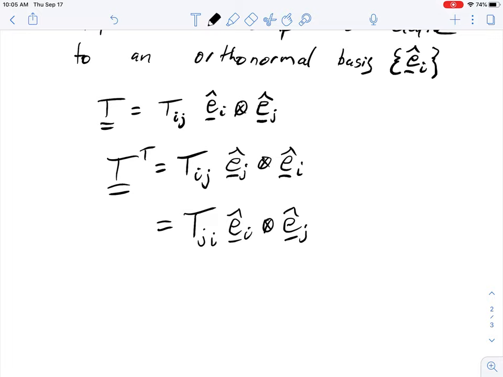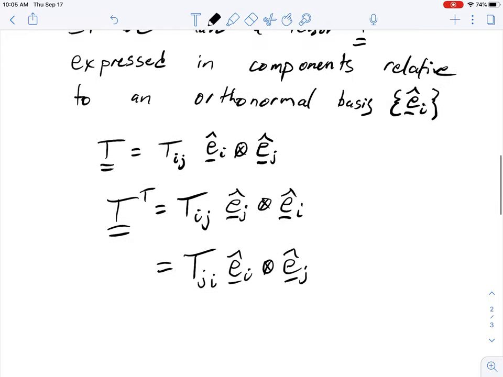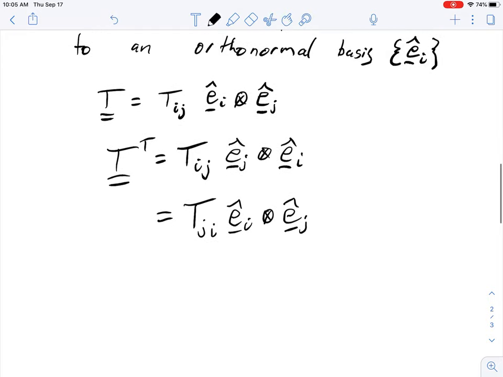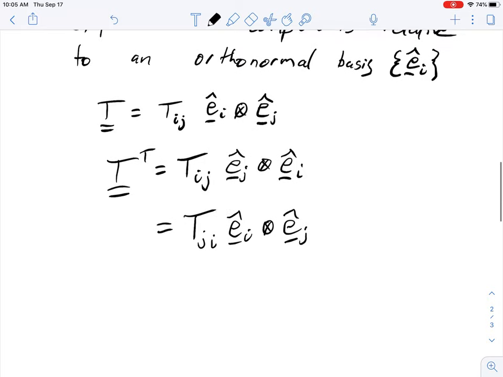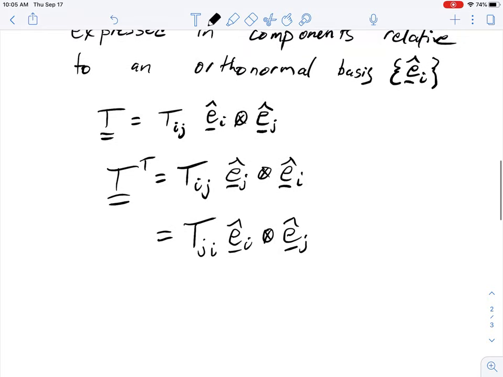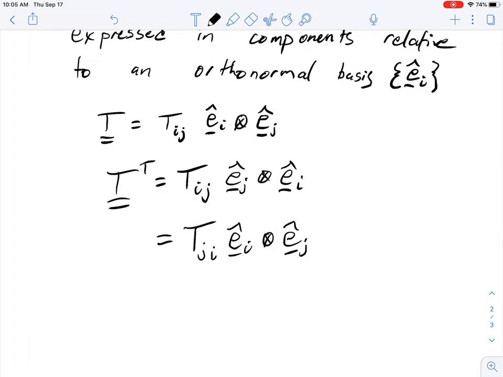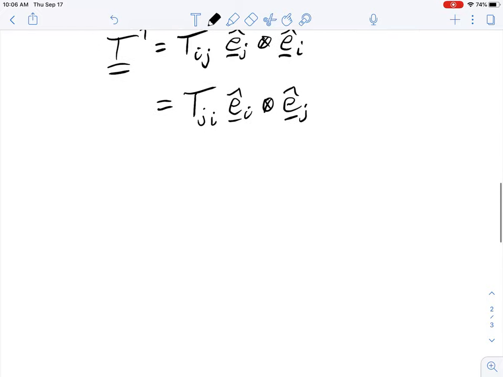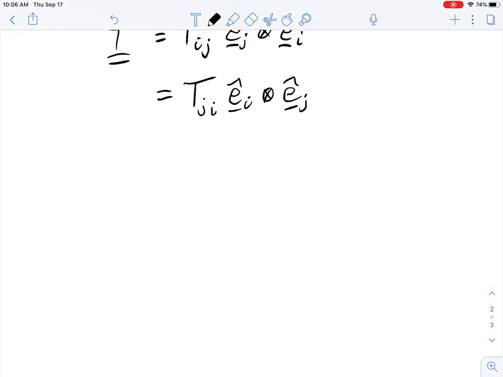All right, so that is what the tensor transpose is. You just transpose the scalar components relative to an orthonormal basis. That would not necessarily be the case if it weren't an orthonormal basis, and you get the transpose of T. All right, so now symmetric and skew symmetric tensors.